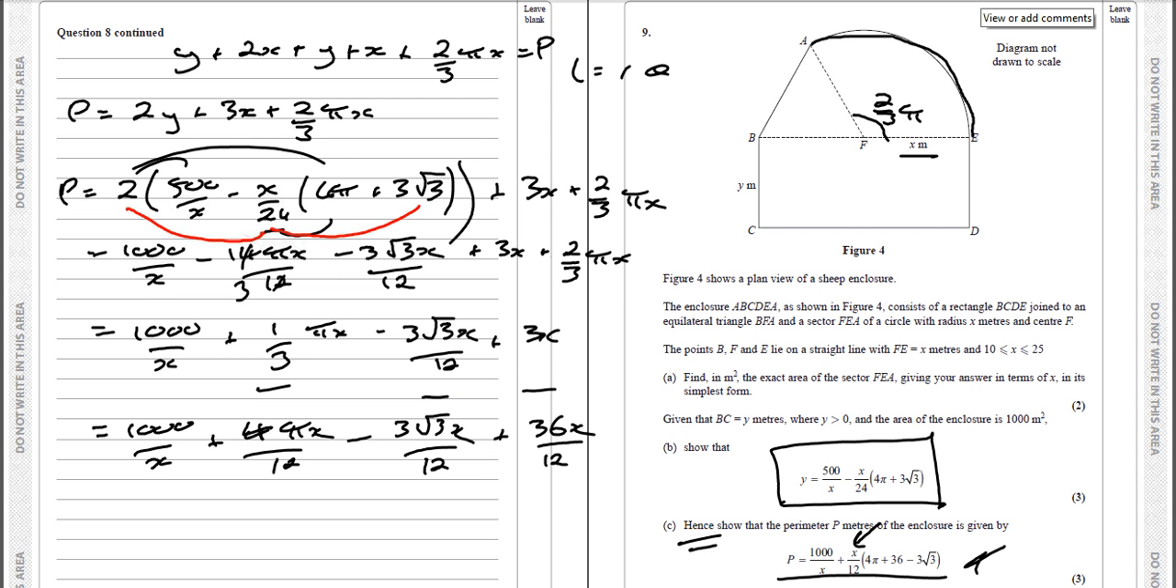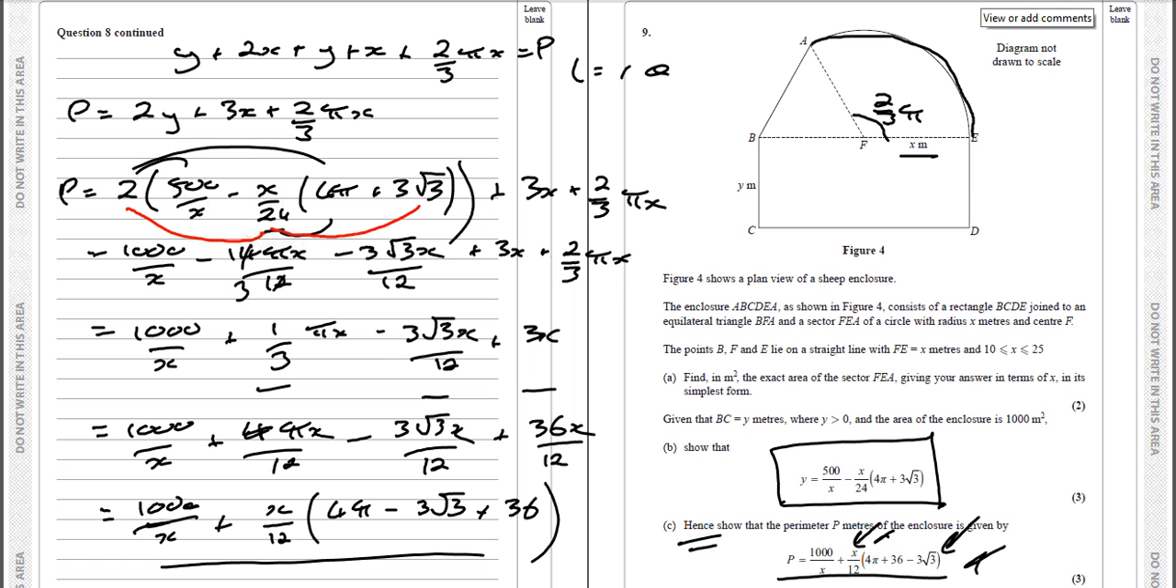And it's just a matter of simple factorising out the x over 12. If we do that, we've got 1000 over x plus x over 12 on the outside, so that leaves 4 pi minus 3 root 3 plus 36, which is what we've got down here, except in a slightly different order. So if you wanted to, you could write that out again in the same order. Anyway, so that's how to get the first bunch of marks there.